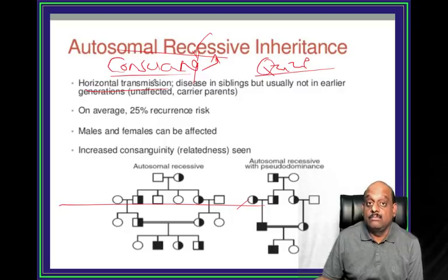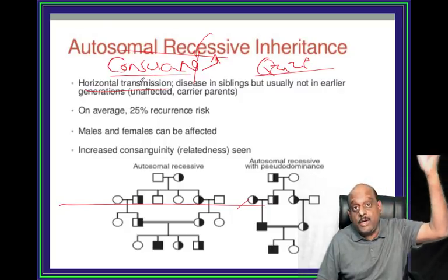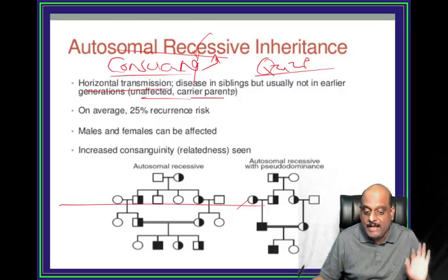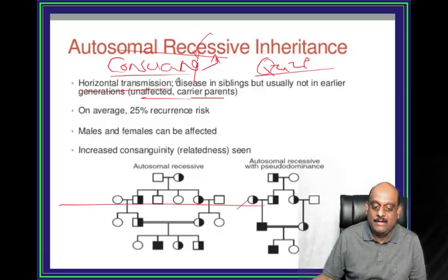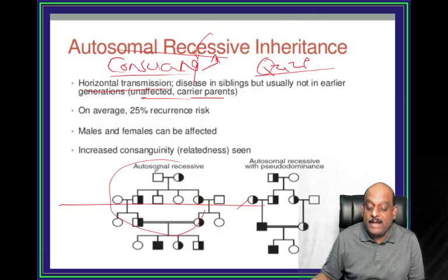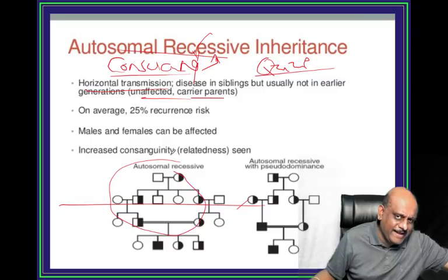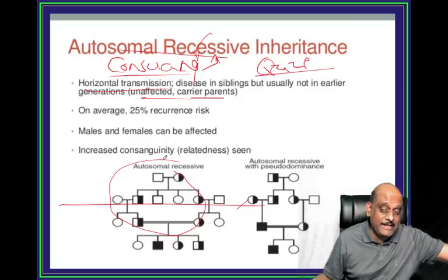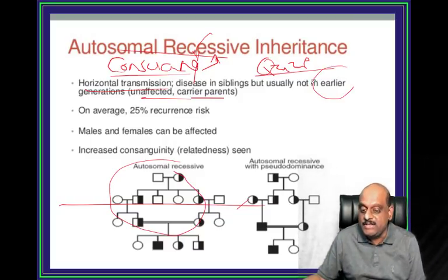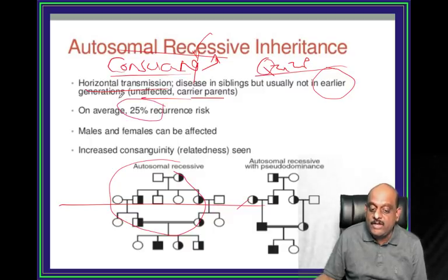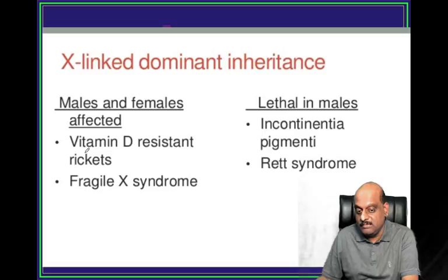Then parents do not show anything. Unaffected carrier parents. So in earlier generations, nowhere in the family was it ever heard of. Not in earlier generation. On average 25% recurrence risk. Males and females are affected.